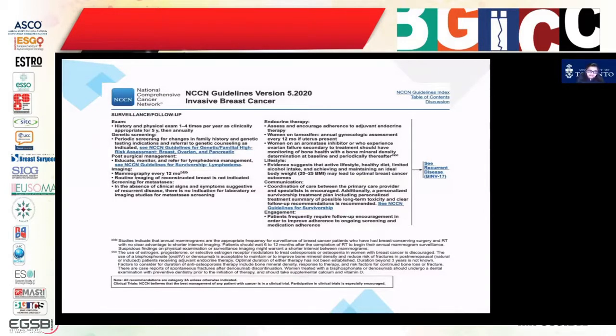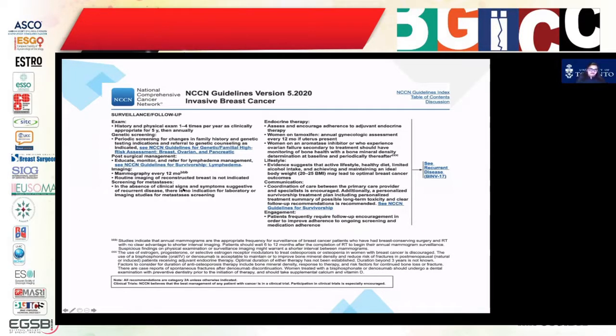So there is clear indication, clear guidelines that a reconstructed breast may not need any further imaging. There is no need to screen for metastasis in the absence of clinical signs and symptoms. So this is a very nice single slide of information about how to follow women on general exam, genetic screening, and of course we want to talk about imaging.